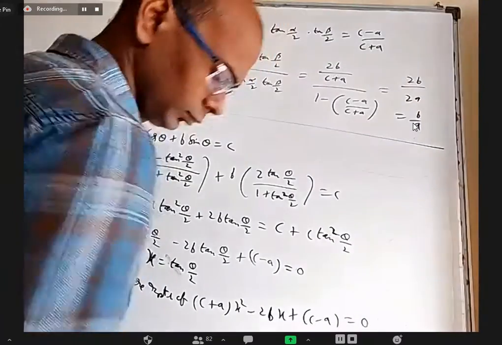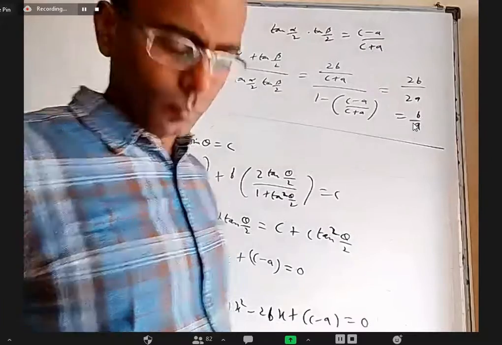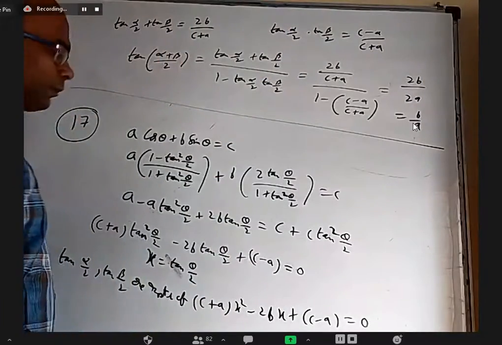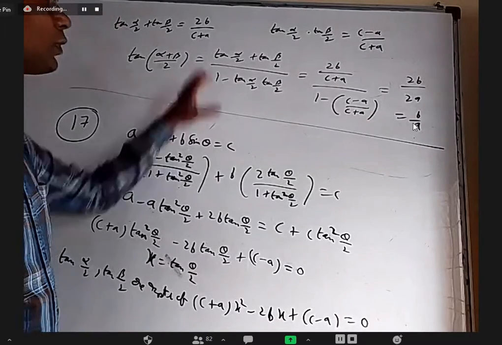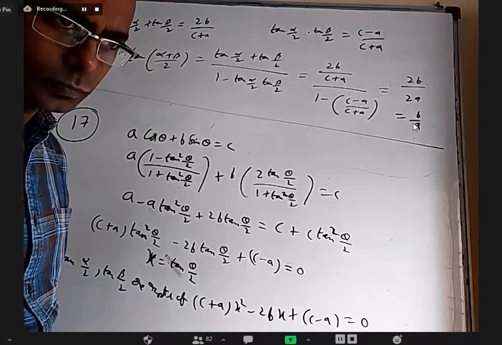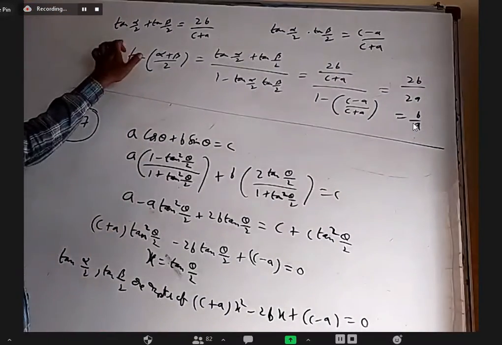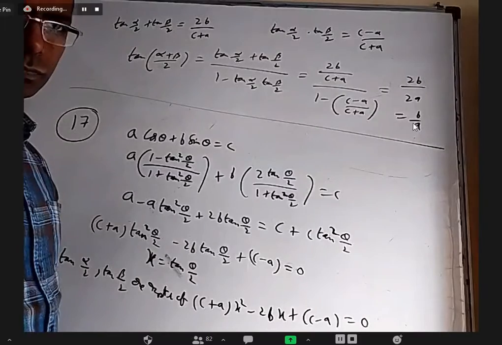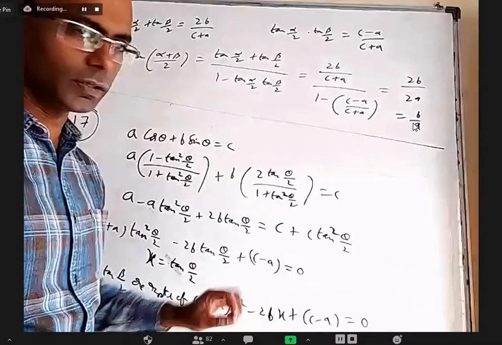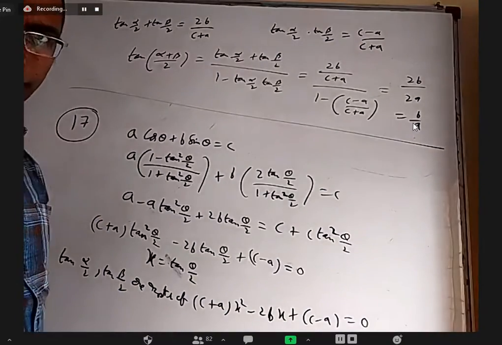Sir, what did you write at last, sir? Left side, top corner. Tan alpha by 2 plus tan beta by 2 is the sum of the roots of this quadratic equation. And this is the product of the roots of this quadratic equation. Okay. Yes, sir.